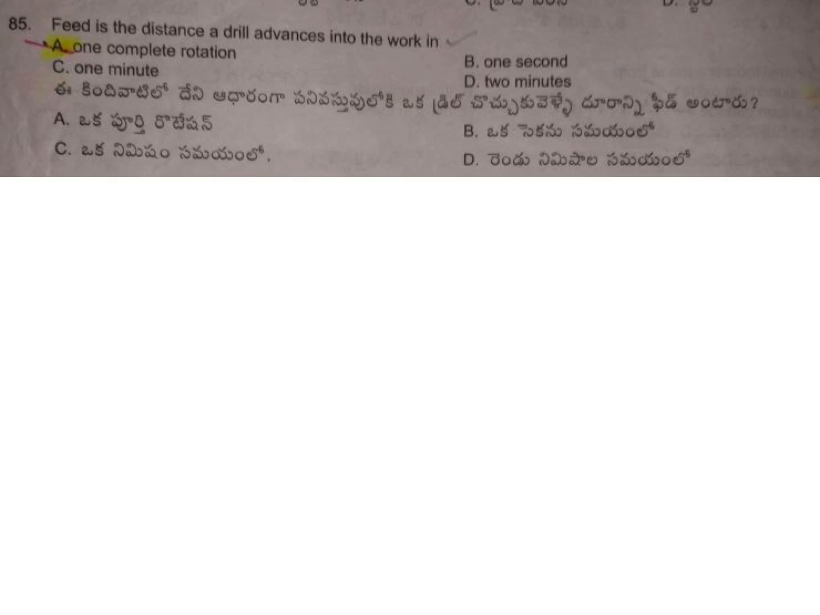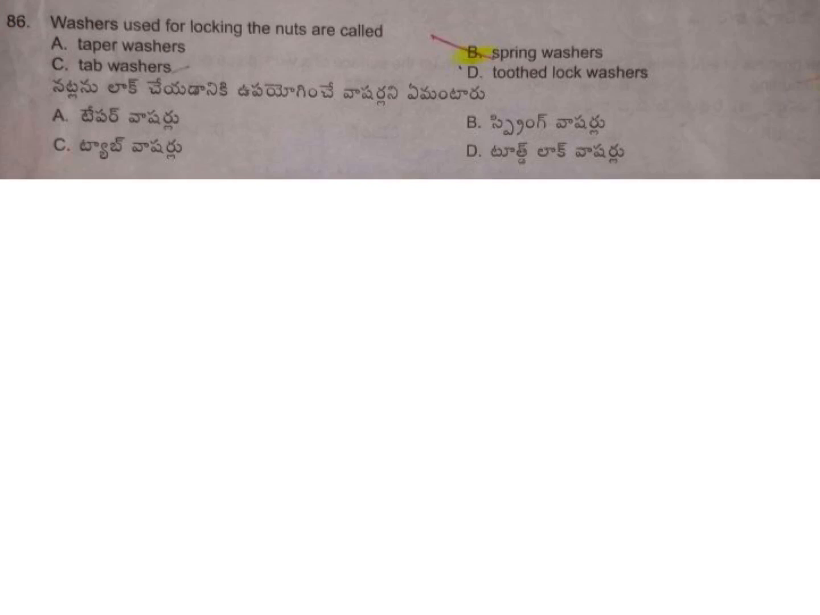Washers used for locking the nuts are A. Taper washer, B. Spring washers, C. Tab washers, D. Toothed lock washers. For locking the nuts, we are using spring and locking washers. So from the options, B is the answer, spring washer.